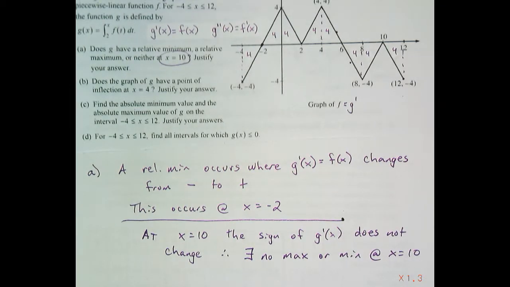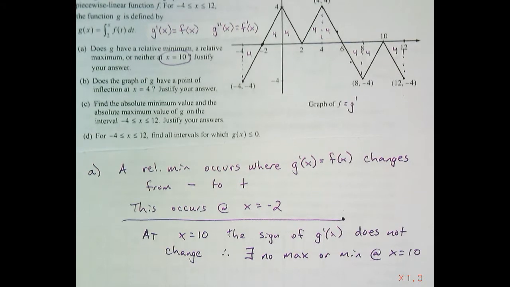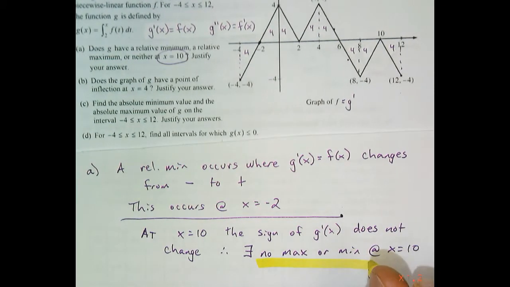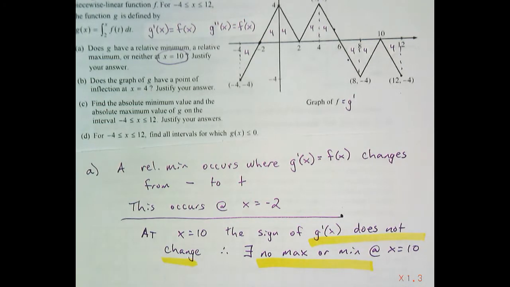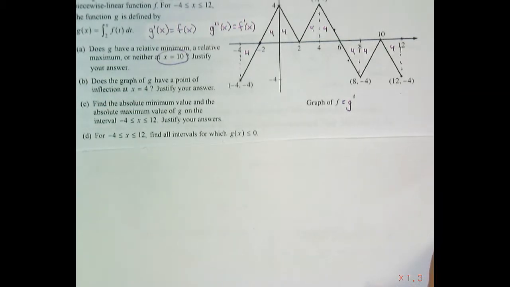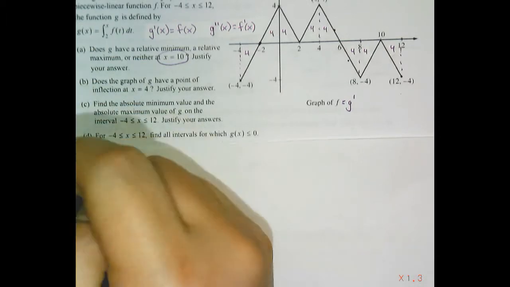Okay, the point breakdown for part A is you get 1 point for an answer with justification. And my answer was no max or min because the sign of g prime of x does not change. So 1 point for part A. Let's look at part B. Part B says, does the graph of G have a point of inflection at x equals 4?